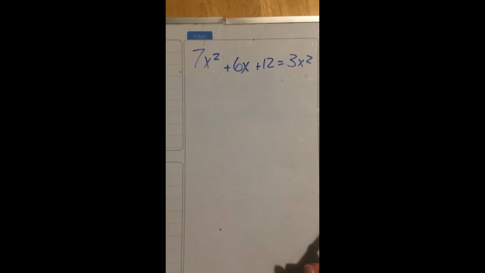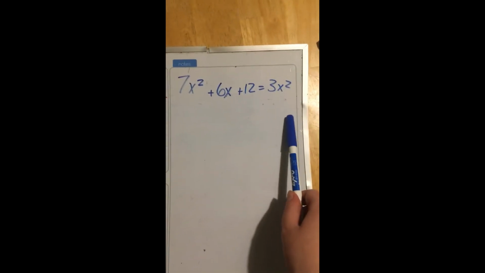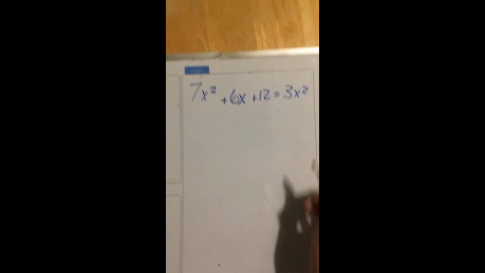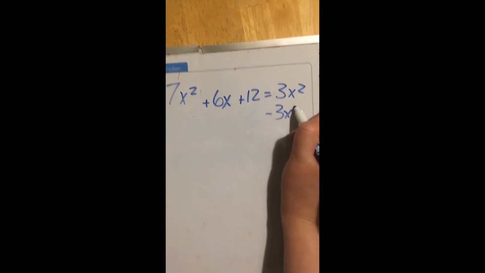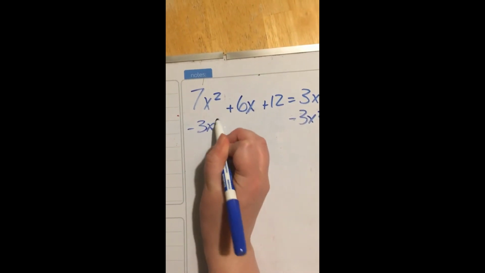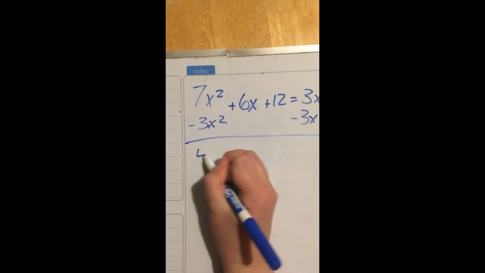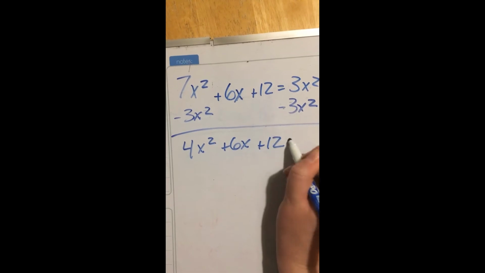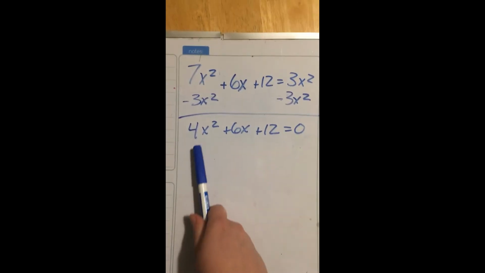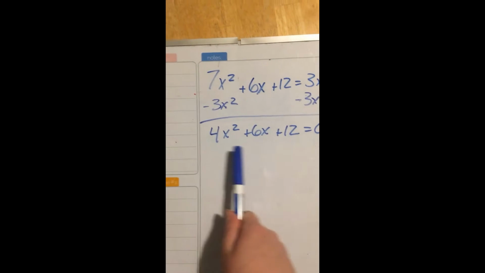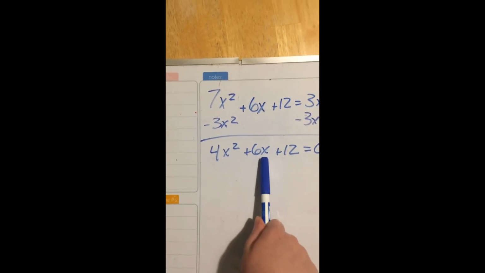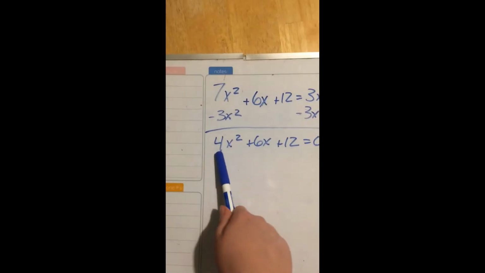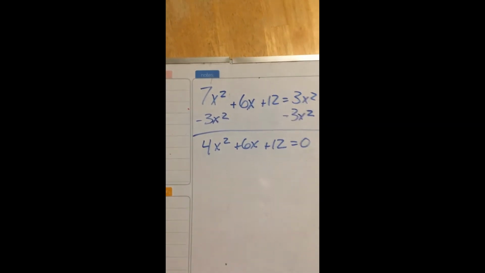Okay, and if we have an equation like this, we know that this is not standard form because it does not equal 0 and like terms aren't combined. So in order to solve for this, we're going to subtract 3x squared from both sides. What we're left with is 4x squared plus 6x plus 12 equals 0. It's important that we make sure that this is in standard form. So we got an x squared, an x, and then a constant, then equals 0, right, from greatest to least.